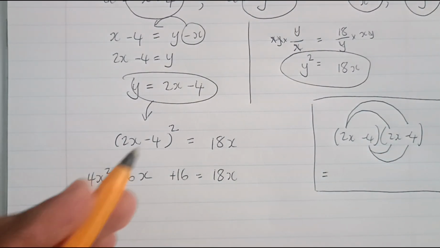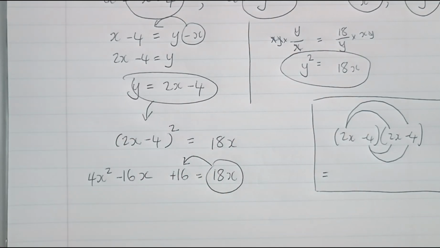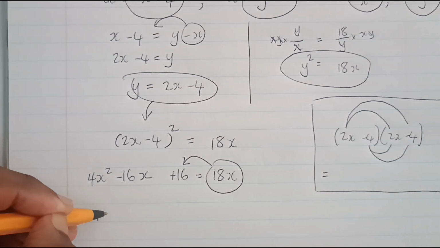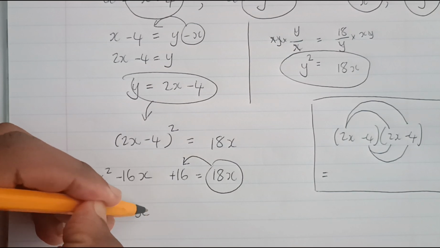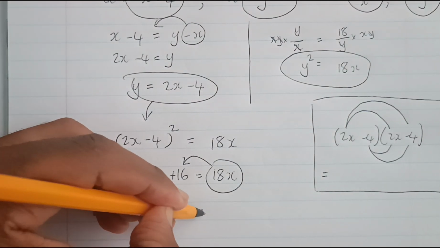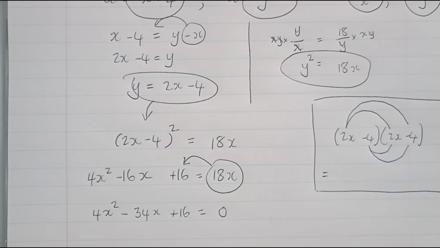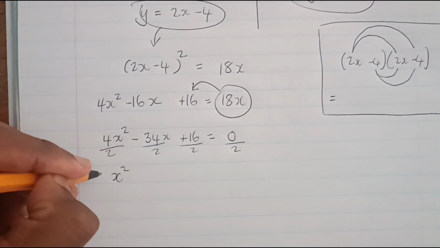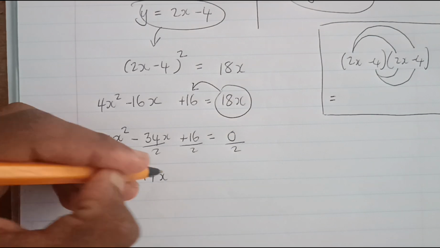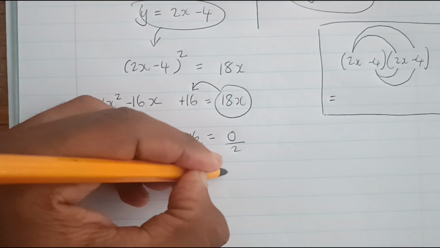All right. So we wanted it in terms of x. Well, we wanted it equal to 0. We want standard form. So we're going to subtract the 18 on both sides. So this is going to give me 4x squared minus 34x plus 16, because 16 minus 18 is minus 2, and this is equated to 0. Okay, so let's divide all of this by 2. This is going to give me 2x squared minus 17x plus 8 is equal to 0.